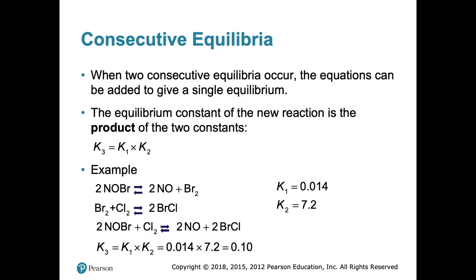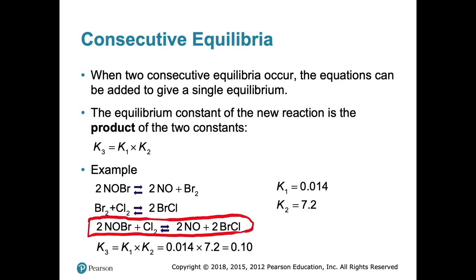So let's take a look at another one, okay? You can actually do equilibrium constants where there's more than one equilibrium. Say it's a two-step reaction, right? So here is the overall general reaction right here.